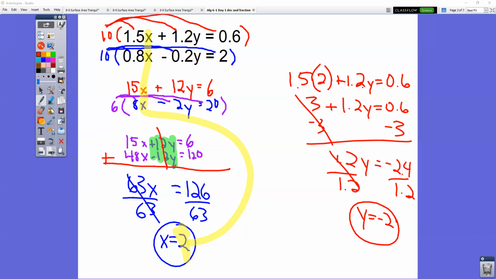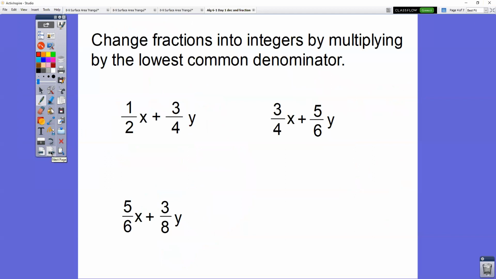So that's what you're going to do when you have decimals. Now, fractions are a little bit more complicated. What we want to do with the fractions is change them into integers again by multiplying by the lowest common denominator. Sometimes they call it the least common denominator, sometimes the lowest common denominator. Common denominator means that you are going to count by that number.